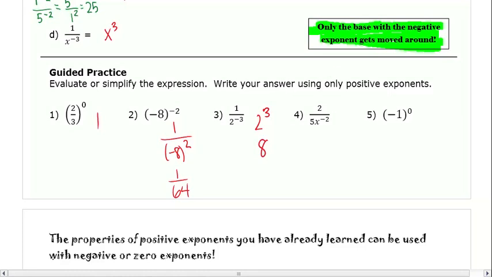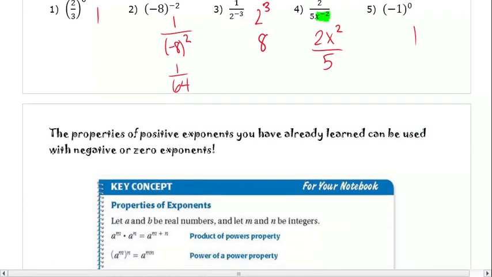And number 4, remember we said only the base with the negative exponent gets moved. That 2 and that 5 are going to stay right where they are, and that x squared gets moved up to the top. And finally, number 5, negative 1 to the power of 0, that's 1. Turn your paper over.